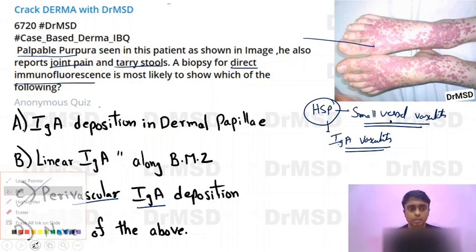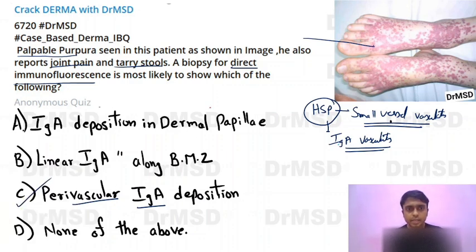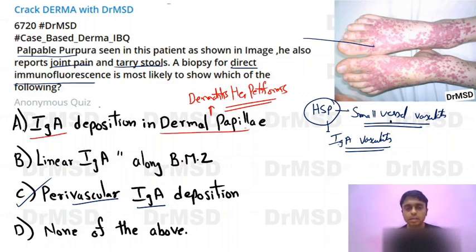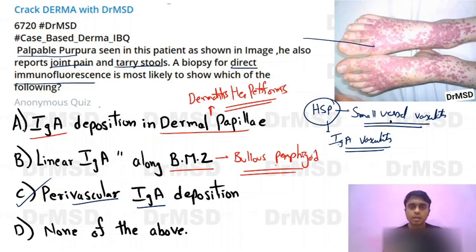And for your reference, IgA deposition in the dermal papilla is the characteristic finding seen in dermatitis herpetiformis. Please remember, this is a vesiculobullous disorder which has intense itching, and there will be IgA deposition in the dermal papilla. And linear IgG along the basement membrane zone is characteristic of bullous pemphigoid. So please remember, these are also important from the exam point of view.